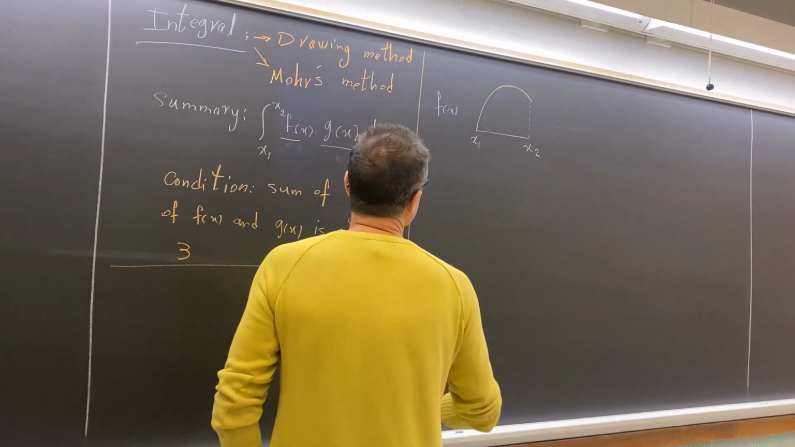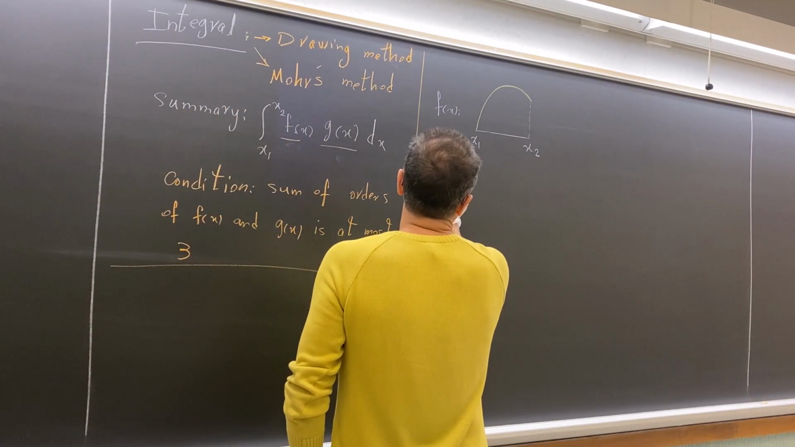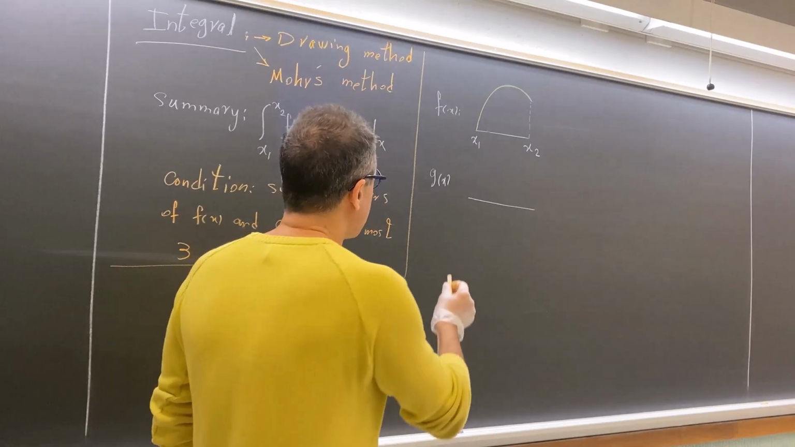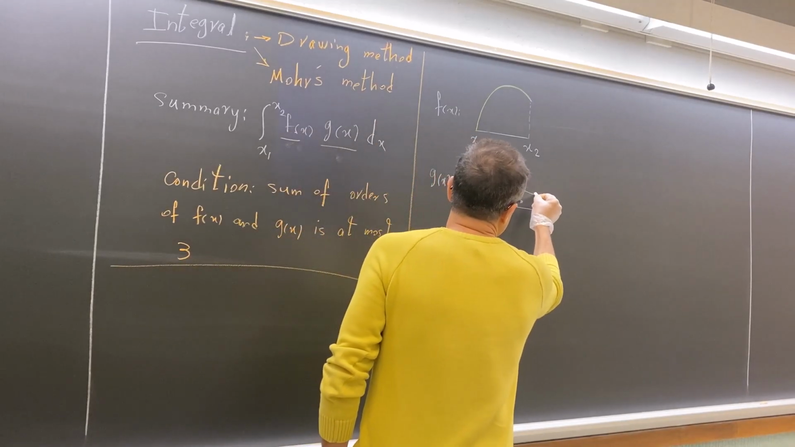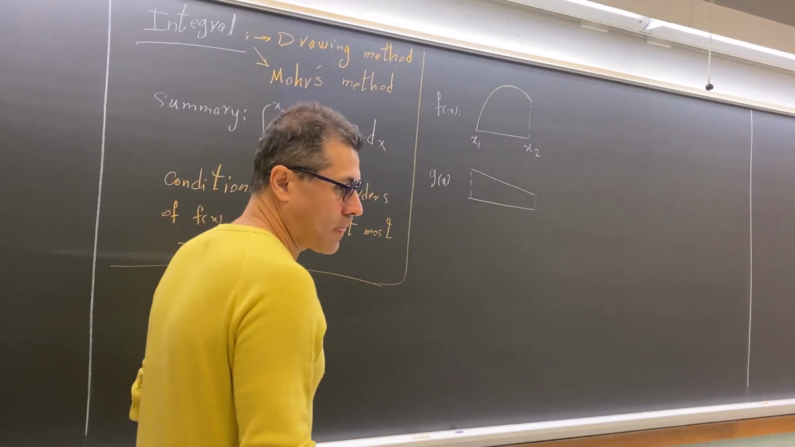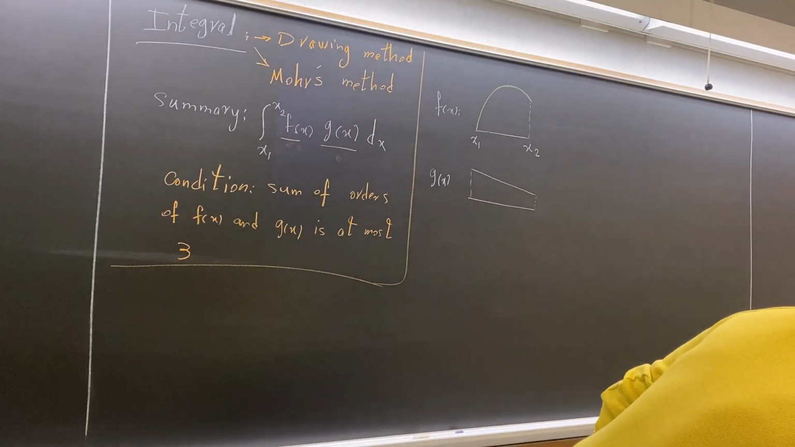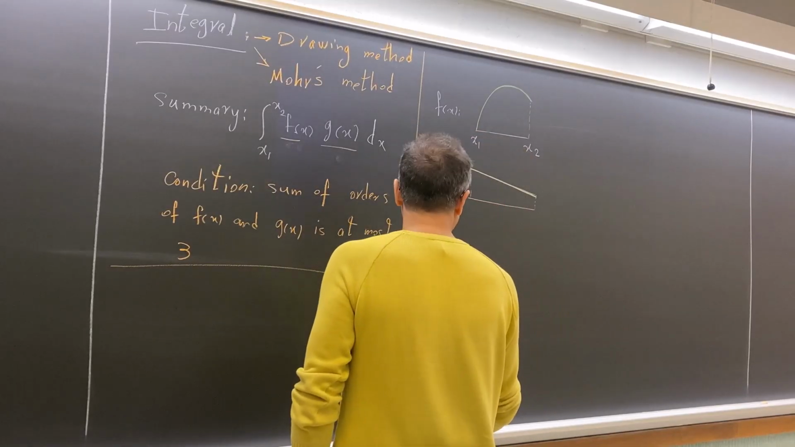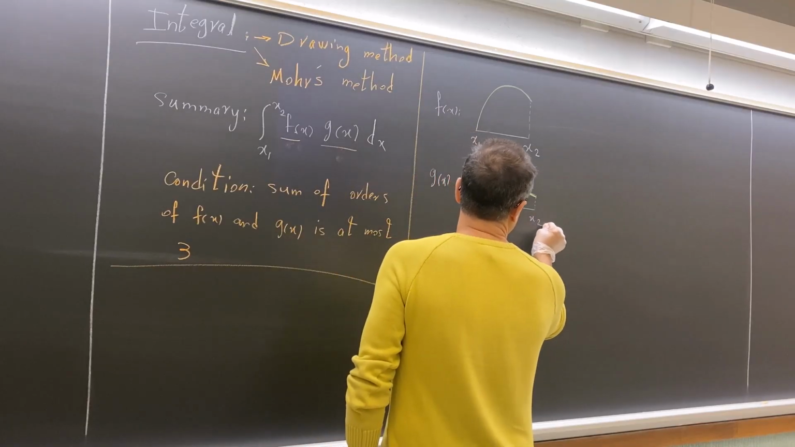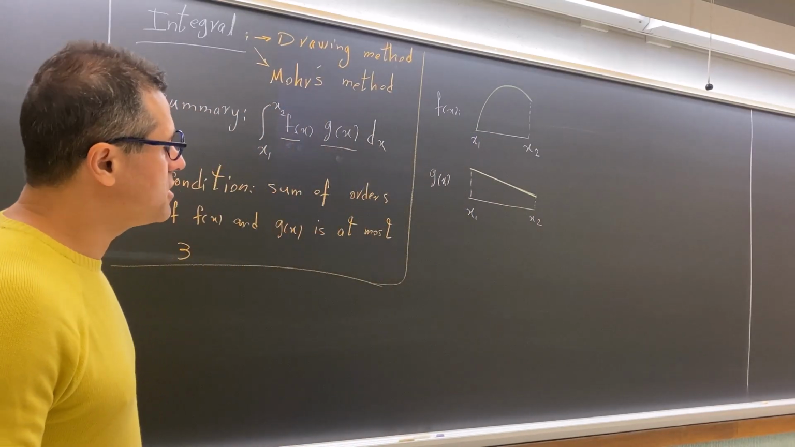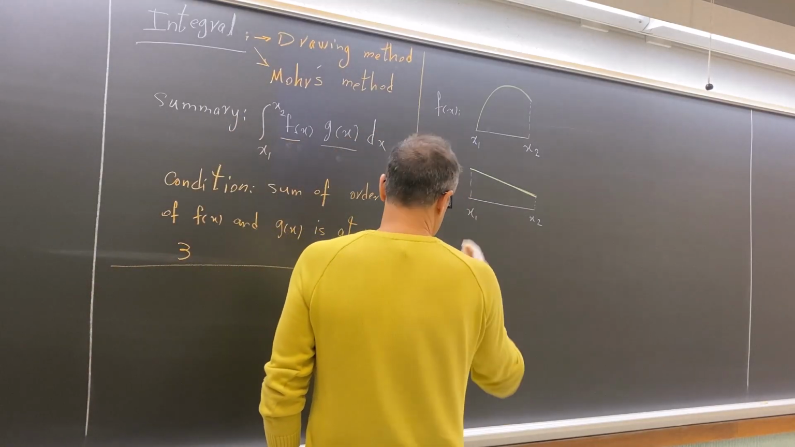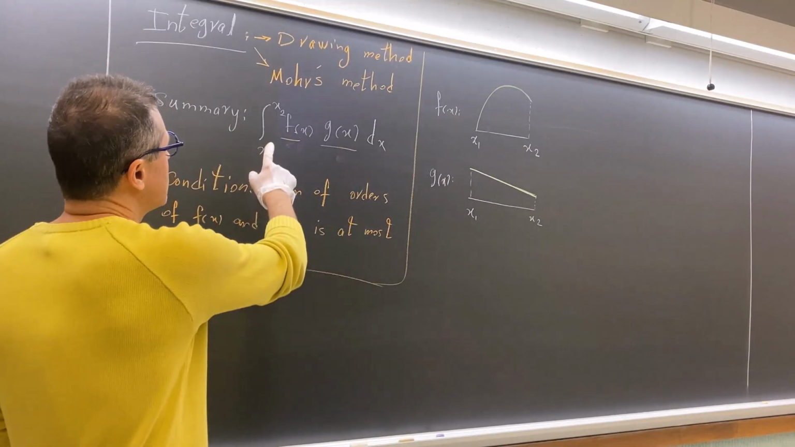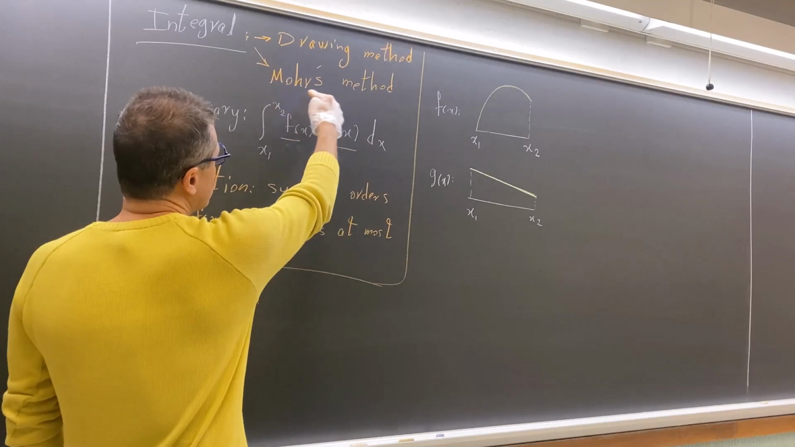Now we go for g(x). Based on the drawing, g(x) is something like this. So this is g(x), from x1 to x2. So f and g are given. We are going to use Moore's method to integrate f times g. So we are going to find this.